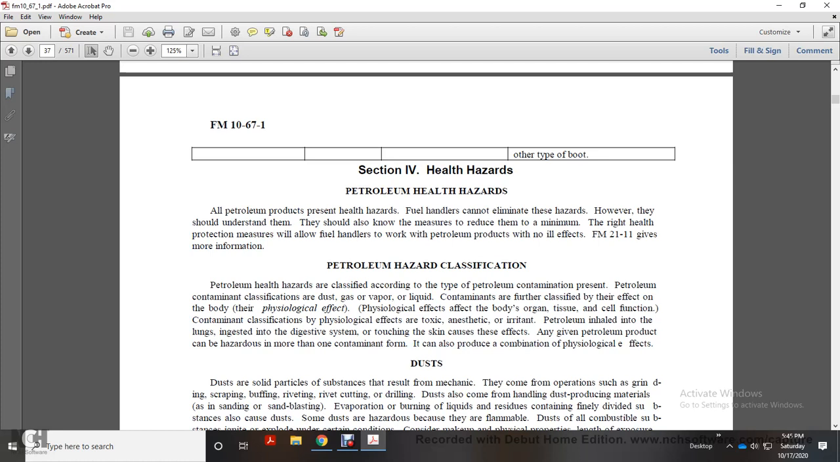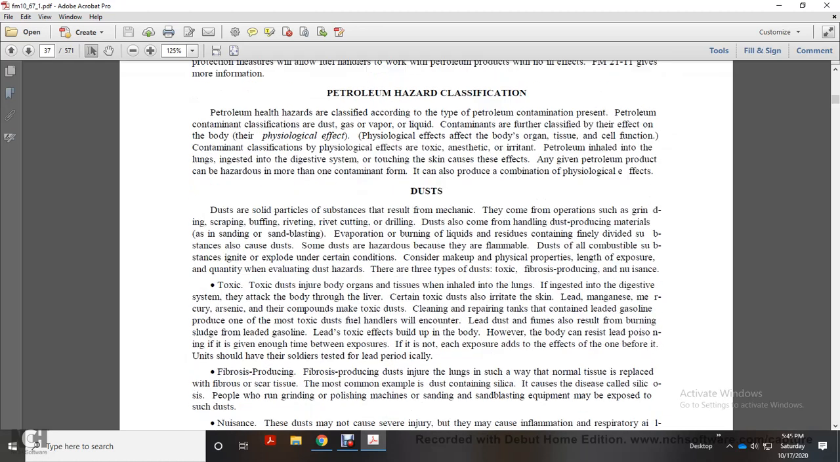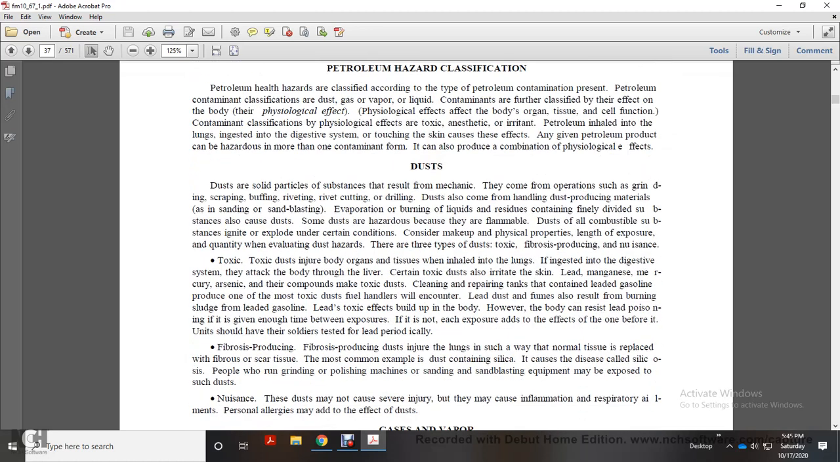Any given product can be hazardous in more than one contaminant form, and it can cause a combination of physiological effects. Dusts are solid particles, the result of a mechanical operation such as grinding, scraping, buffing, riveting, cutting, or drilling. Dust can also come from handling dust-producing materials, such as sanding and sandblasting, evaporating, burning liquids, and reducing residual containing. Finely divided substances also cause dust.